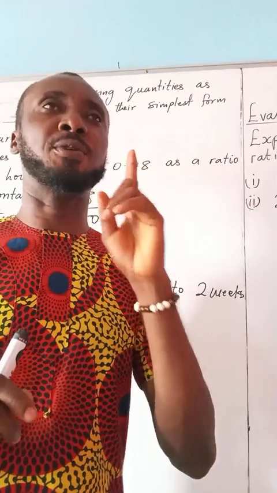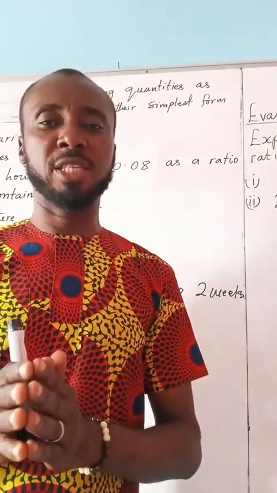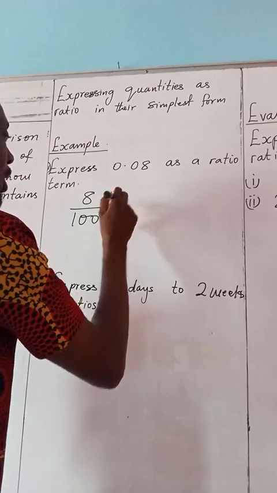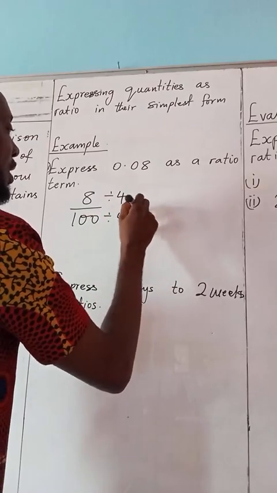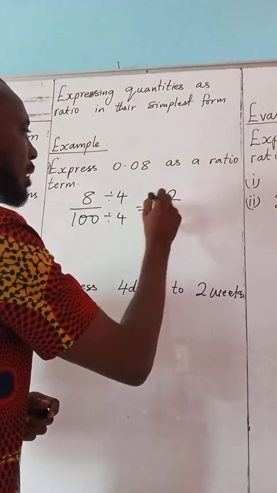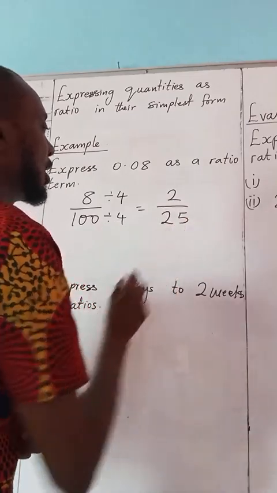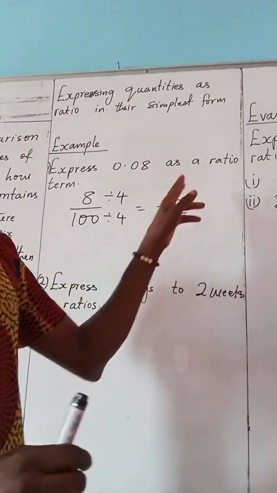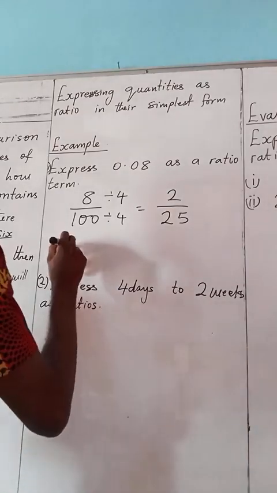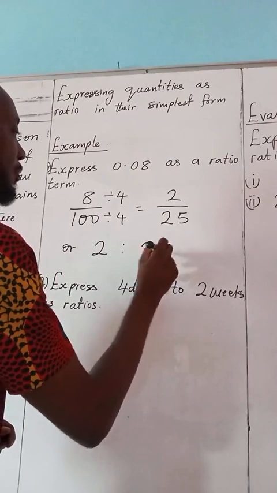Now we have the factor of 8 and 100, which is 4. So we divide both by 4. 8 divided by 4 will give us 2, and 100 divided by 4 will give us 25. So our answer will now become 2 over 25, or 2 to the ratio of 25.